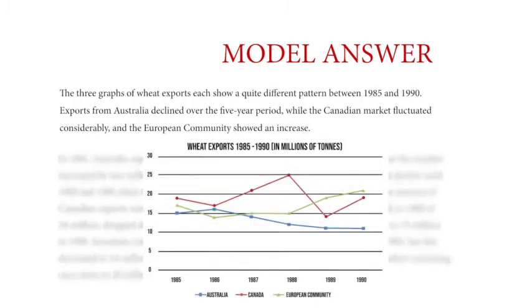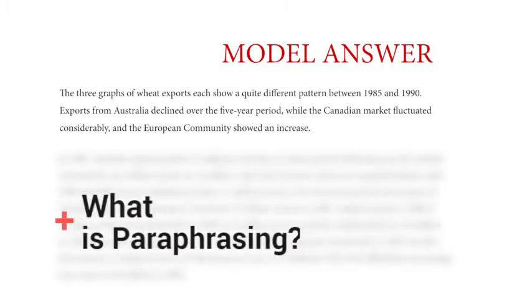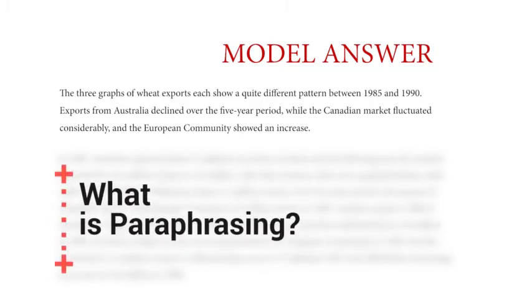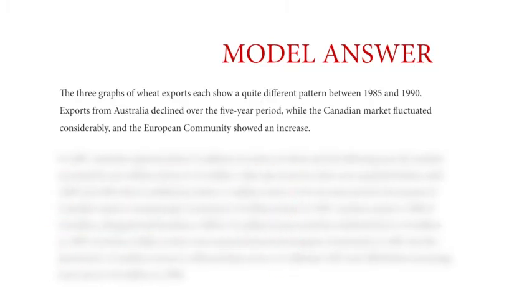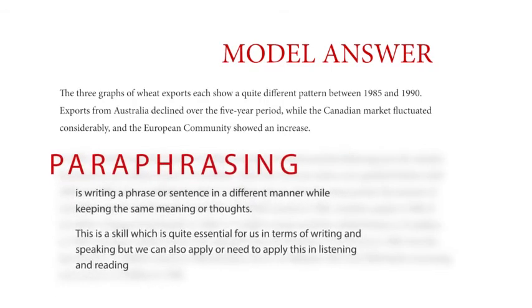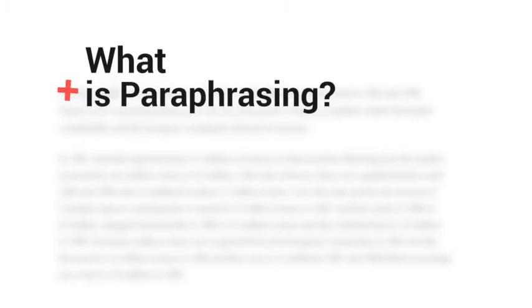Now, let's go back to the first paragraph which we just read. What we have to understand is, what is paraphrasing? Paraphrasing is writing a phrase or a sentence in a different manner while keeping the same meaning or thoughts. This is a skill which is quite essential for us in terms of writing and speaking, but we can also apply or need to apply this in listening and reading. So what is paraphrasing?